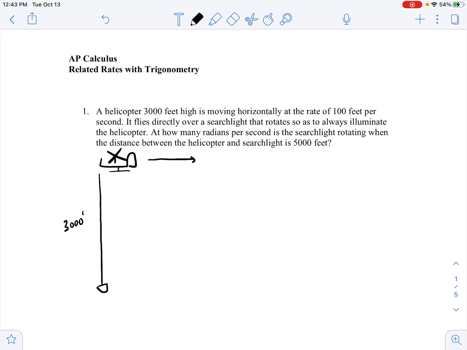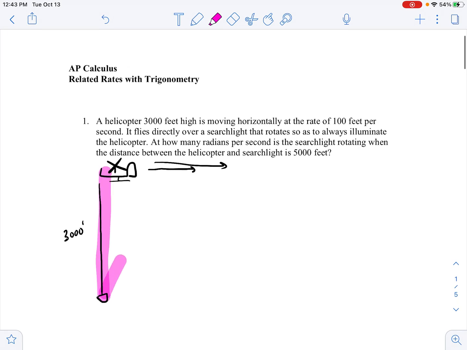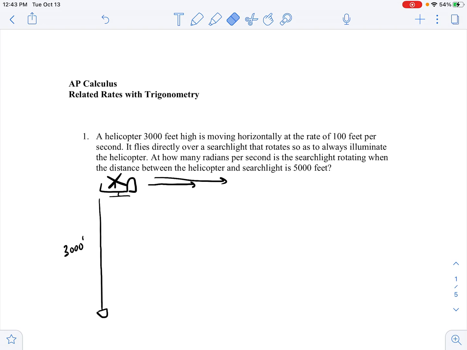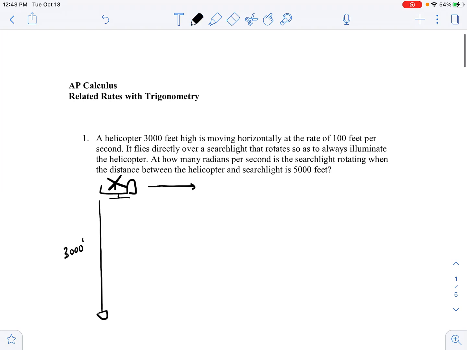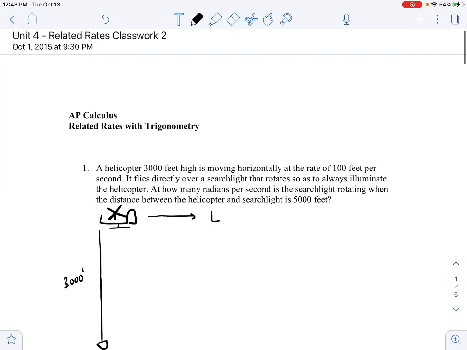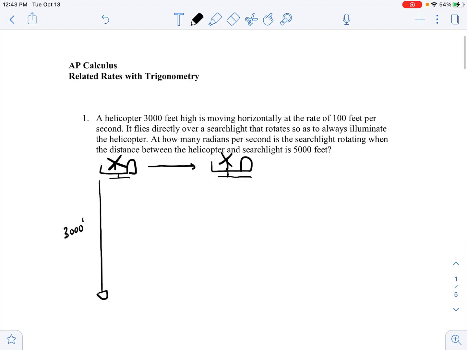Let's call this thing the searchlight, okay? So it's shining the light on it. As the helicopter moves to the right, the searchlight's angle is going to change so as to always illuminate the helicopter. Okay, so that's kind of what's going on here. So here's how I'm going to draw this. Basically, there's the starting position of the helicopter. A little while later, it's over here. Okay, and at some point, the distance between the searchlight and the helicopter itself is going to be 5,000 feet.